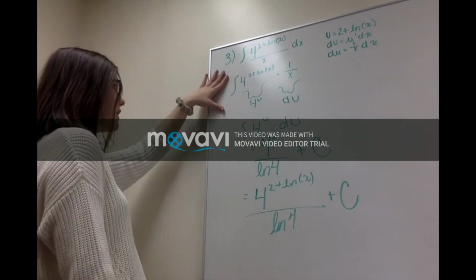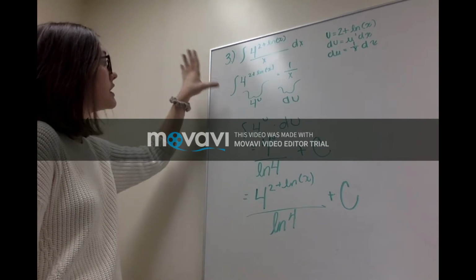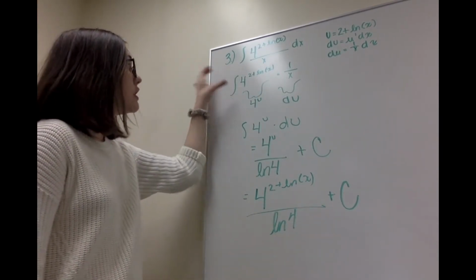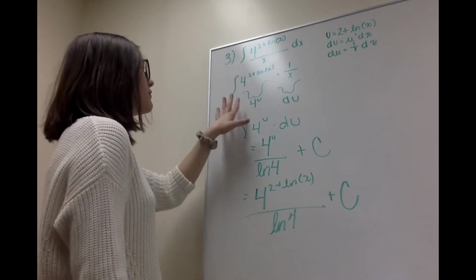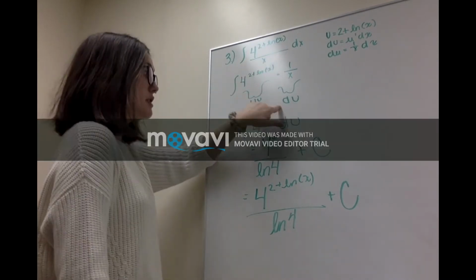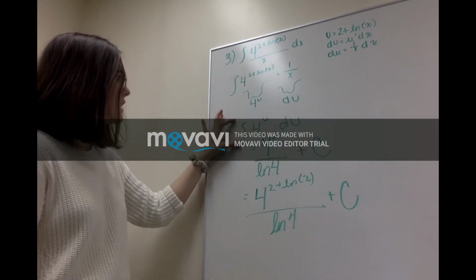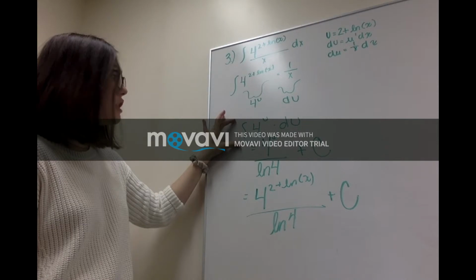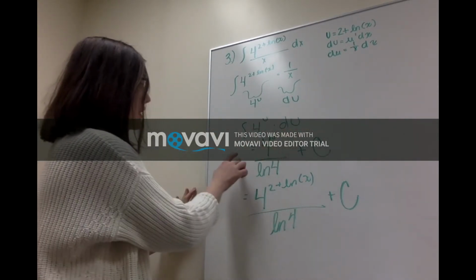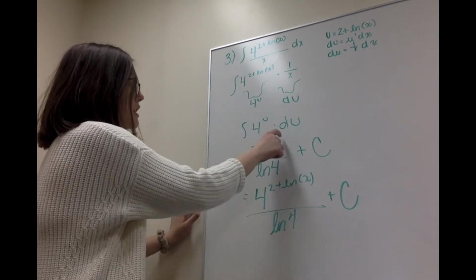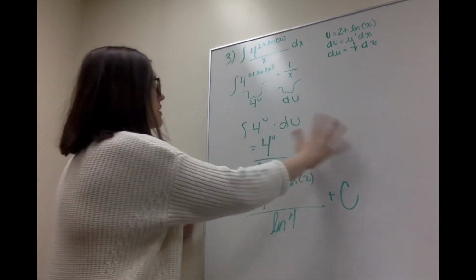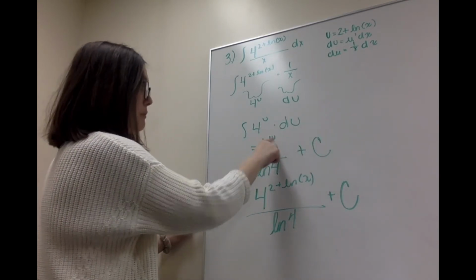So then you could go back over to this equation, and you could figure out that the integral is broken up into 2 pieces. So the 4 to the 2 plus natural log of x is 4 to the u, and you could separate it, so it would be times 1 over x, which is du. So then you could say the integral 4 to the u times du, and it would be 4 to the u divided by the natural log of 4 plus c, but then you still need to do the substitution because there's still that u up there.